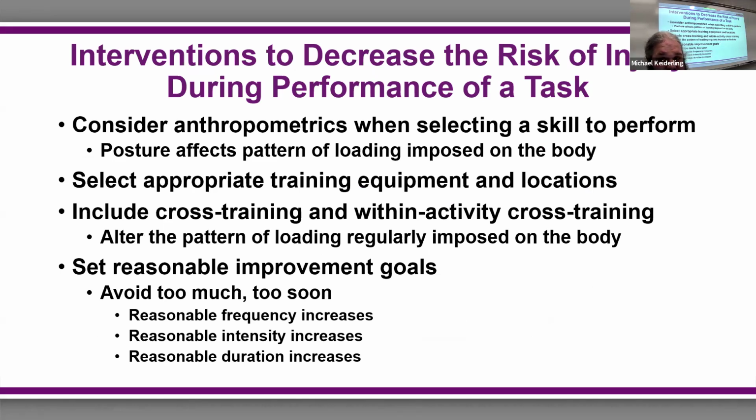There are also interventions to decrease the risk of injury during the performance of a task. You can consider anthropometrics when selecting a skill to perform. Things like posture will affect the pattern of loading imposed on the body. You can select appropriate training equipment and locations. You can include cross-training and within-activity cross-training to alter the pattern of loading regularly imposed on the body, so you're not constantly loading one set of tissues, so they have time to recover and strengthen.